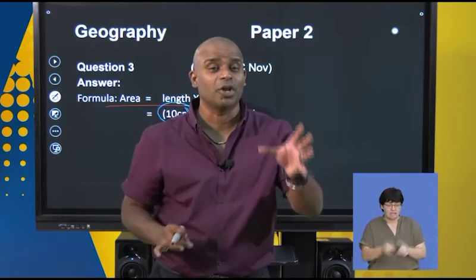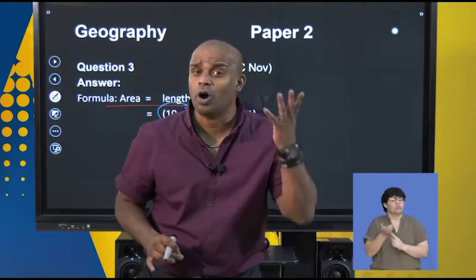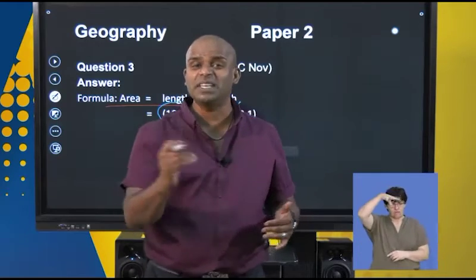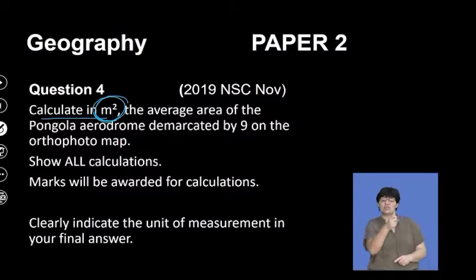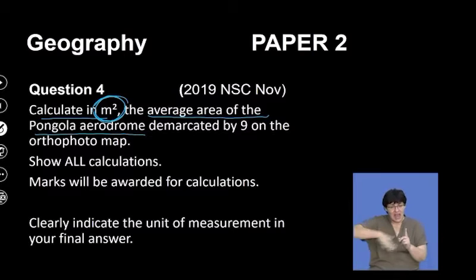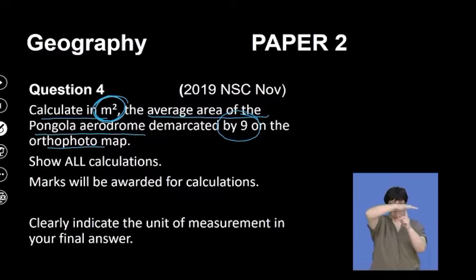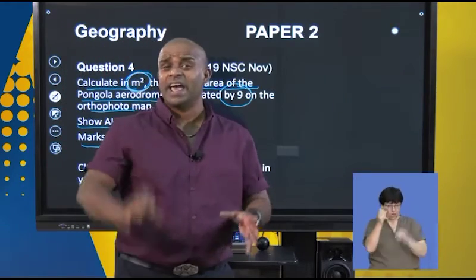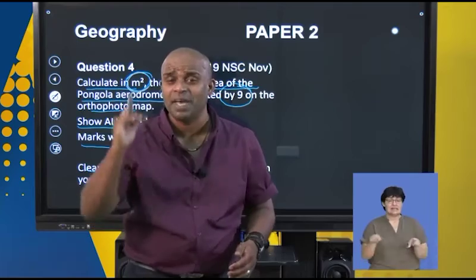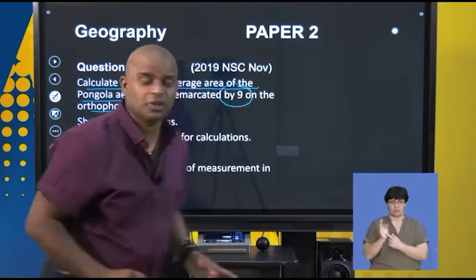The next example on area is showing you on an orthophoto how to get to meters squared. Yes, so looking at it, calculate, and immediately look at the question. It's showing you meters squared. The average area of the Pongola Aerodrome, demarcated by 9 on the orthophoto map. Standard instructions again. So we're remembering that we need to show all calculations, as well as making sure that every step is clearly indicated with a unit of measurement.